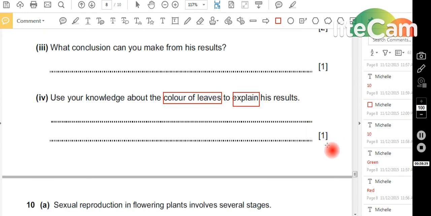Sorry guys, this was just for 1 mark. So you just had to give me that the blue light is absorbed or that the green light is reflected. I have to see that you grasp the concept there in order to give you the 1 mark.